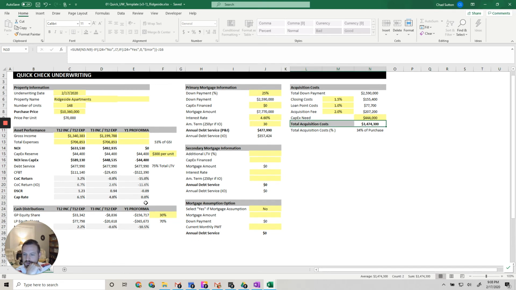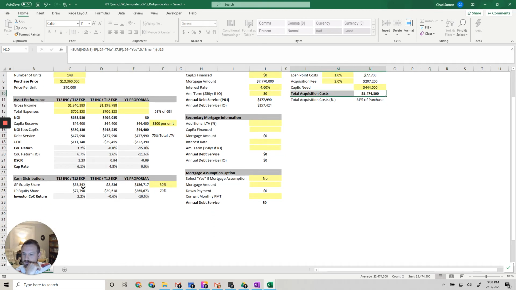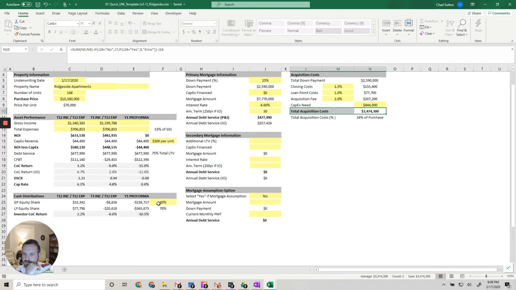Now let's go over here and look at what we have. So we've shared with our investors 30%, 70. Let's just walk through what we've got here on performance. So income and expenses. This shows that we're at about 53% of gross scheduled income for expenses. That's a little high, but 40 to 50% is not bad for a well-run property. Don't let anybody tell you it's 25%. That's BS.